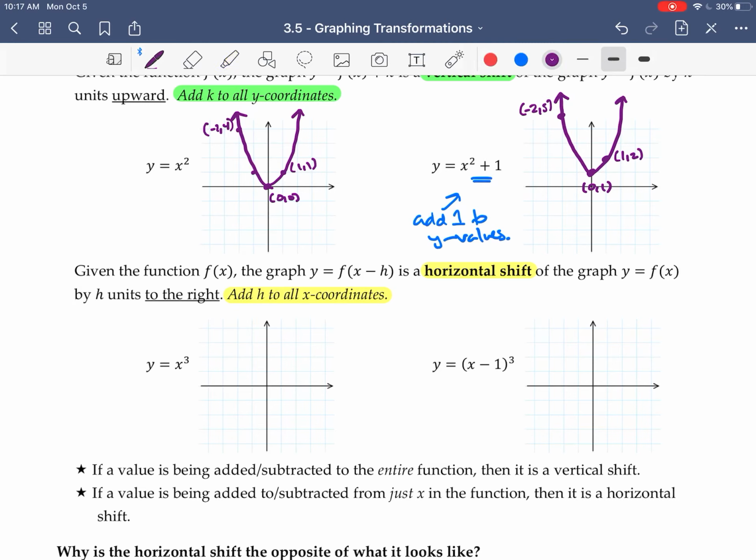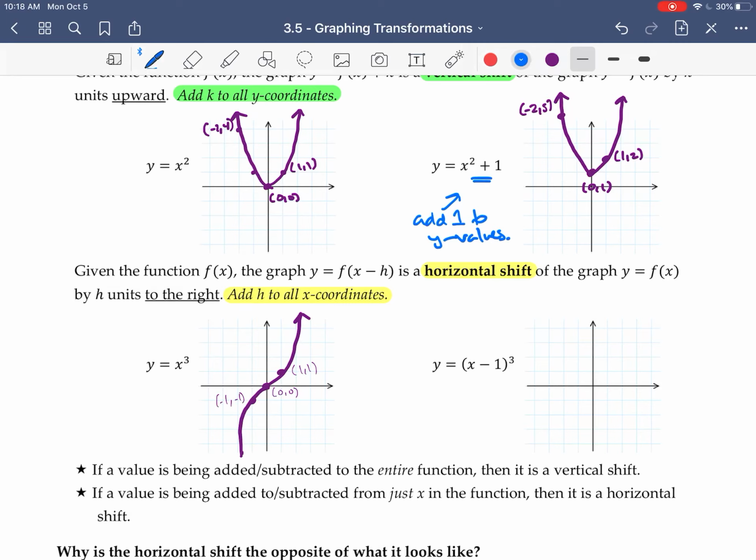Okay, so we're going to try another one. Here is the graph of x cubed. We have these 3 points, just to give you a taste of what's going on. This is the point 1, 1, 0, 0, and -1, -1.